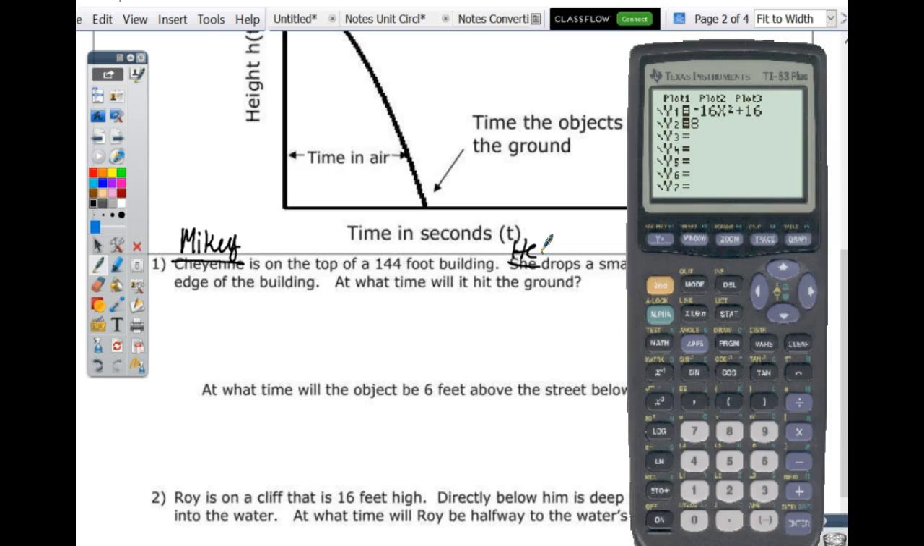my x value is always time, and my y value is height. The x value is time, and the y value is height.